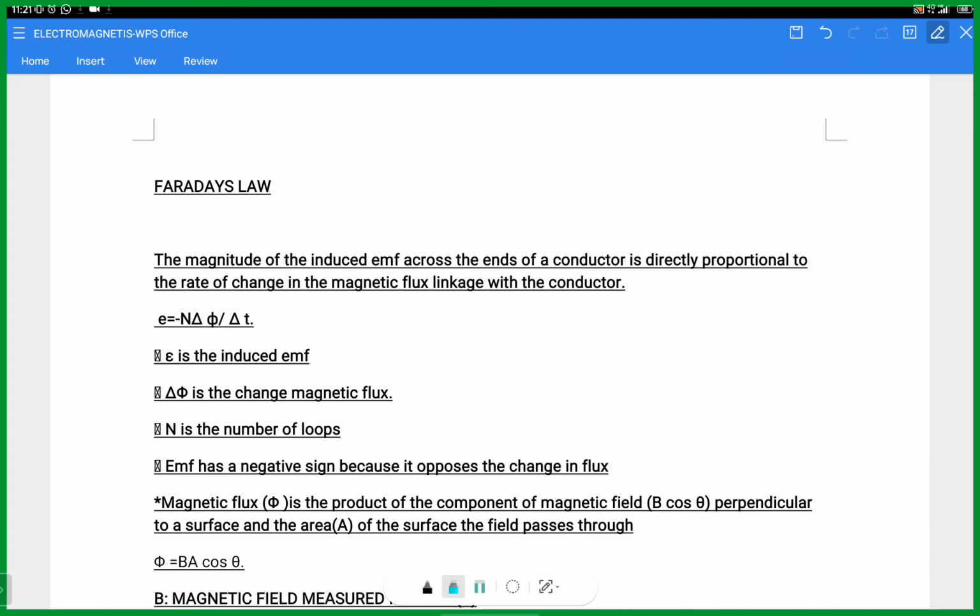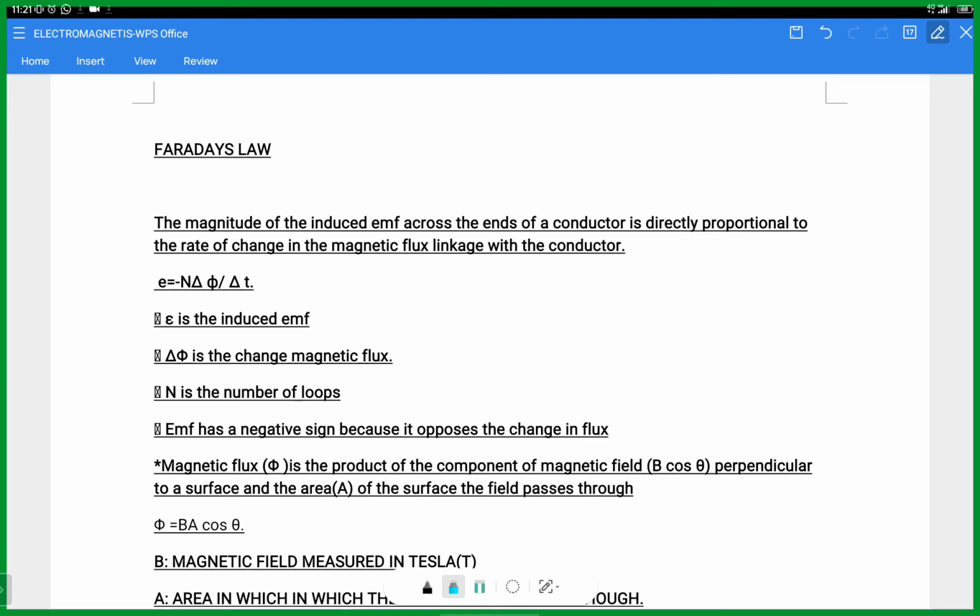So Faraday's law states that the magnitude, the size of the induced EMF across the ends of a conductor is directly proportional to the rate of change in magnetic flux linkage with the conductor. So we know this, I won't spend too much time. We know that the formula of the induced EMF is equal to negative N, the change in magnetic flux divided by the change in time, or delta T.